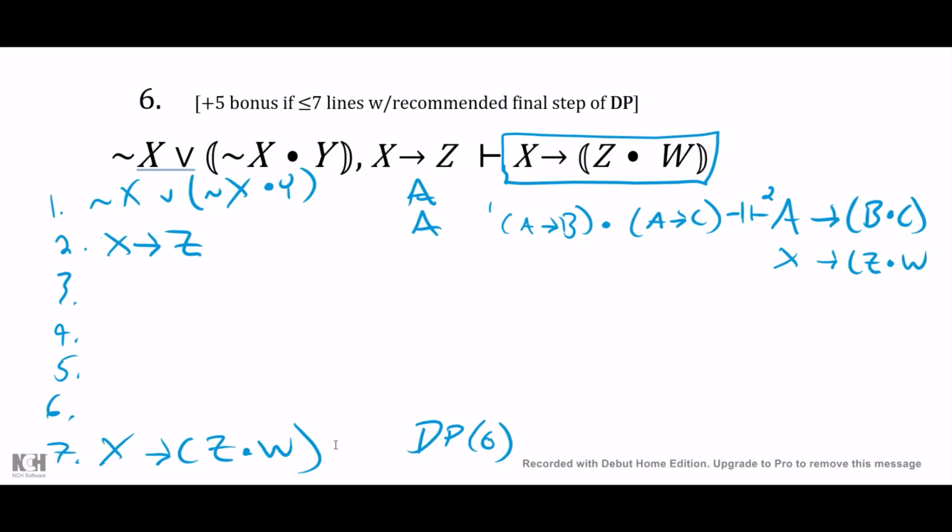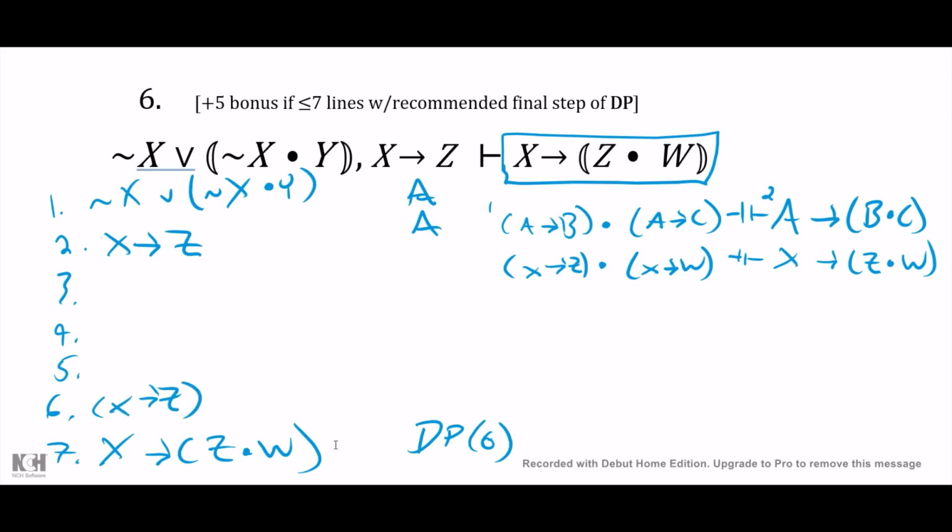And wherever you see a B, you're going to put a Z. And whenever you see a C, you're going to put a W. So then thinking backwards, what the rule would look like here is we're going to see this: we have X arrow Z and X arrow W. Which means this is probably going to be our line 6.